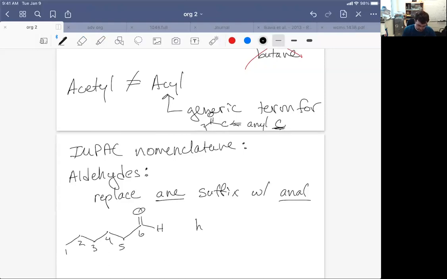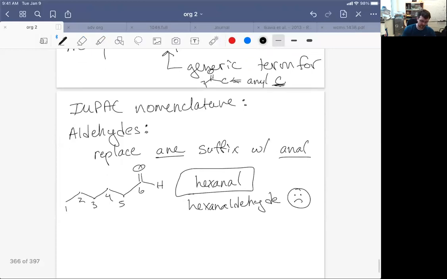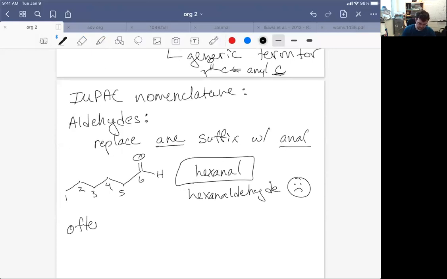We would call that hexanal. Not hex-an-aldehyde, that would be a little weird. Thumbs down to that one. Sometimes people say that, but hexanal would be the more appropriate one. And writing 1-hexanal isn't super helpful here because the aldehyde's always at the end of the chain. So often the aldehyde is C1.